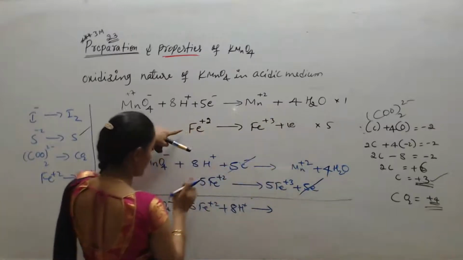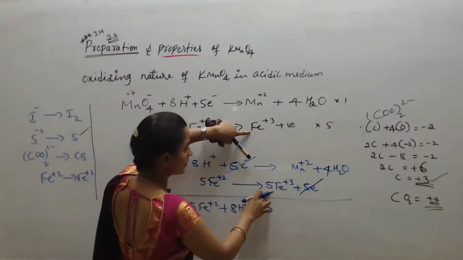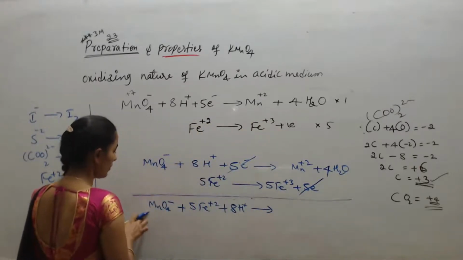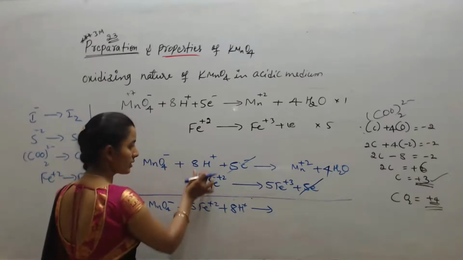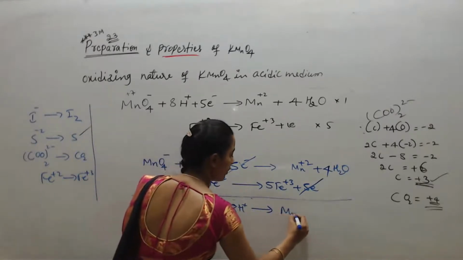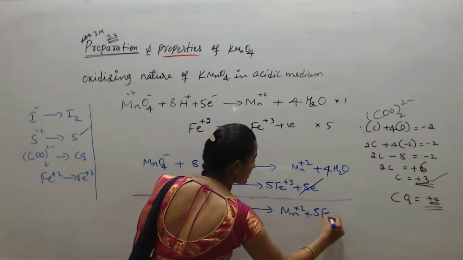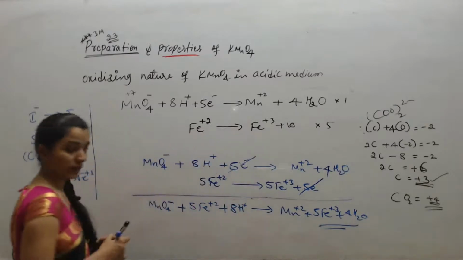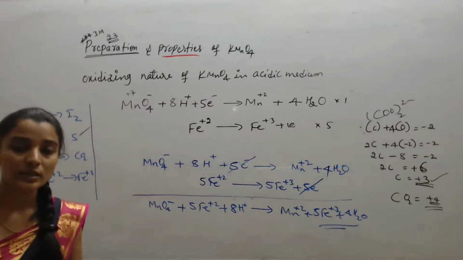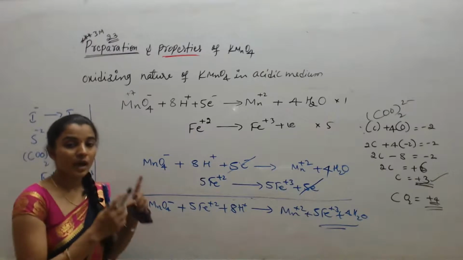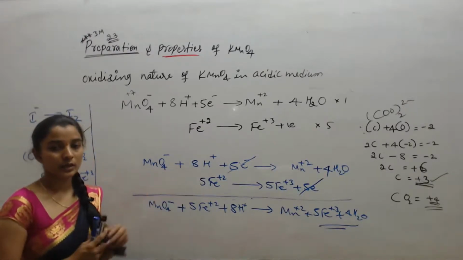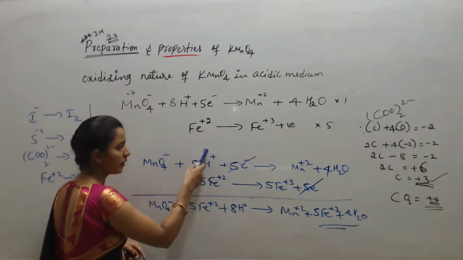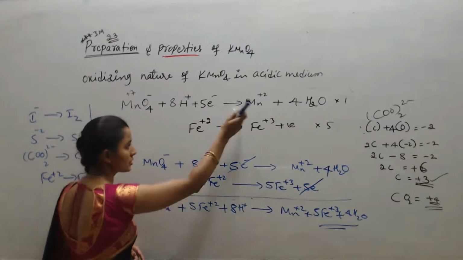This one is multiplied by 5, which means 5Fe2 plus gives 5Fe3 plus plus 5 electrons. These two get cancelled. Then we will get MnO4 minus plus 5Fe plus 2 plus 8H plus into Mn plus 2 plus 5Fe plus 3 plus 4H2O. So this is the reaction. This is the way to write the balanced chemical reaction, which shows the oxidizing nature of what? This MnO4. Okay.